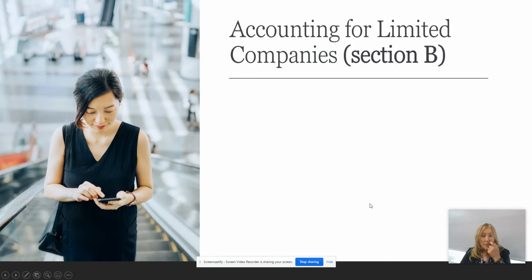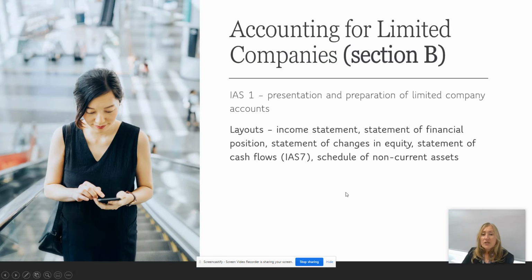Okay, so limited companies then, section B. This comes up in section C as well. So you need to know about IAS 1, which tells us what the accounts need to include, how they need to be prepared. You need to know the layouts of all these things, the income statement, statement of financial position, statement of changes in equity, statement of cash flows, schedule of non-current assets, and really any of those could come up for a company. If I had to guess, I would suggest perhaps a statement of cash flows.